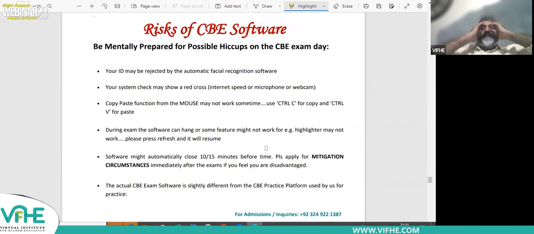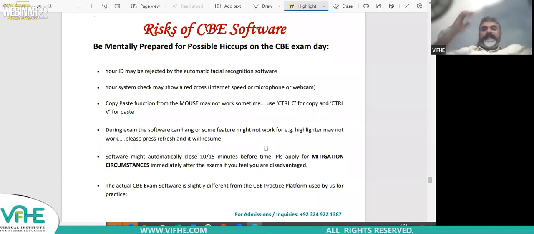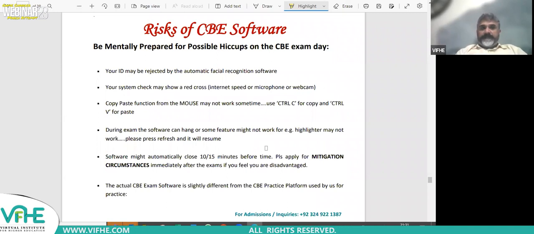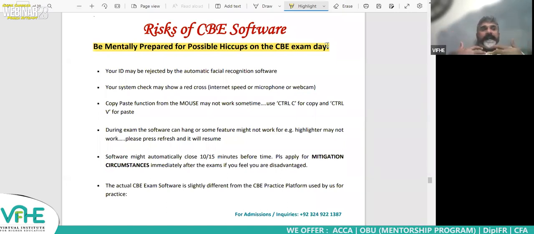Now, risks of CBE software. If you're giving the CBE exam, sometimes the software malfunctions. Be mentally prepared for possible hiccups on the CBE exam day. Sometimes the software shuts down 15-20 minutes before the time. It just automatically submits your paper before time, so you will not be able to complete the paper.